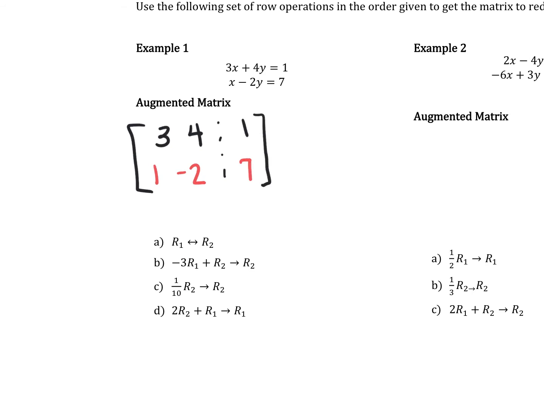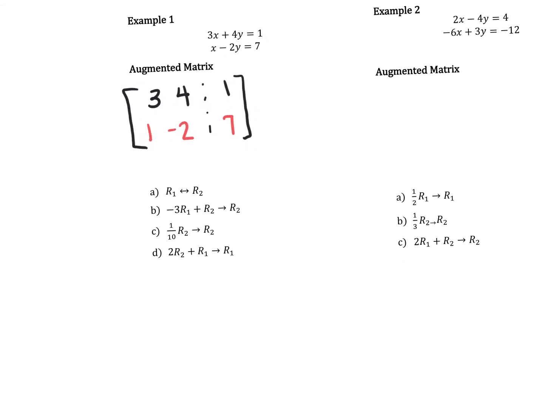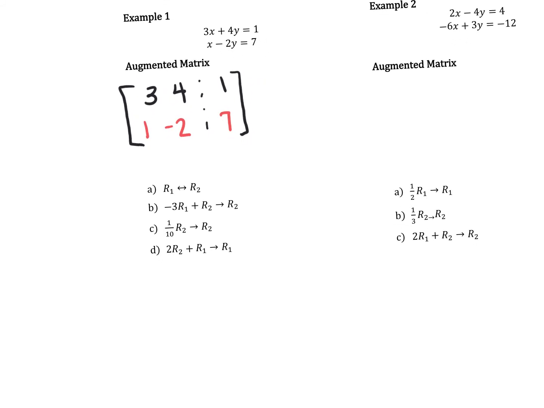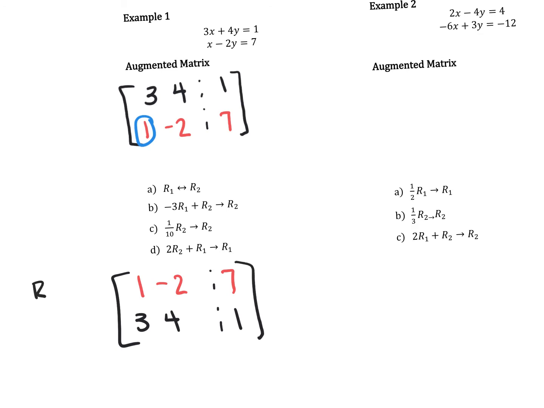I'm going to give you the steps here to get this to a row reduced matrix. And notice the first step says switch row 1 and row 2. Well, I'm doing that because I want to get this lead element up here to be a 1, and I see that I have a 1 right here. So my first step is to go 1, -2, 7, and then 3, 4, 1. So all I did was a row switch. R1 became R2.